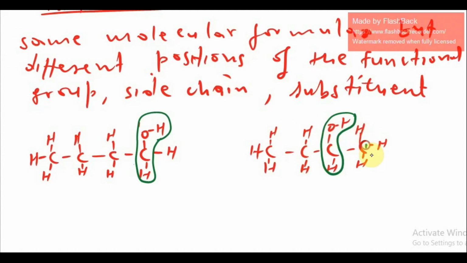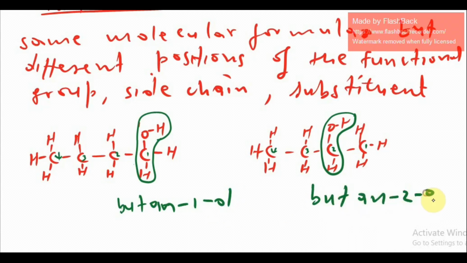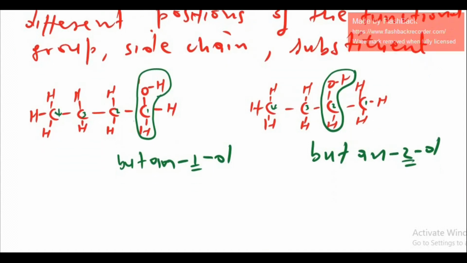This is position number 1. This is position number 2. This is position number 3. This is position number 4. This is 1. This is 2. This is 3. This is 4. So this compound is named butan-1-ol. This is butan-2-ol. The position of the OH is not the same. Therefore, this is a positional isomer.